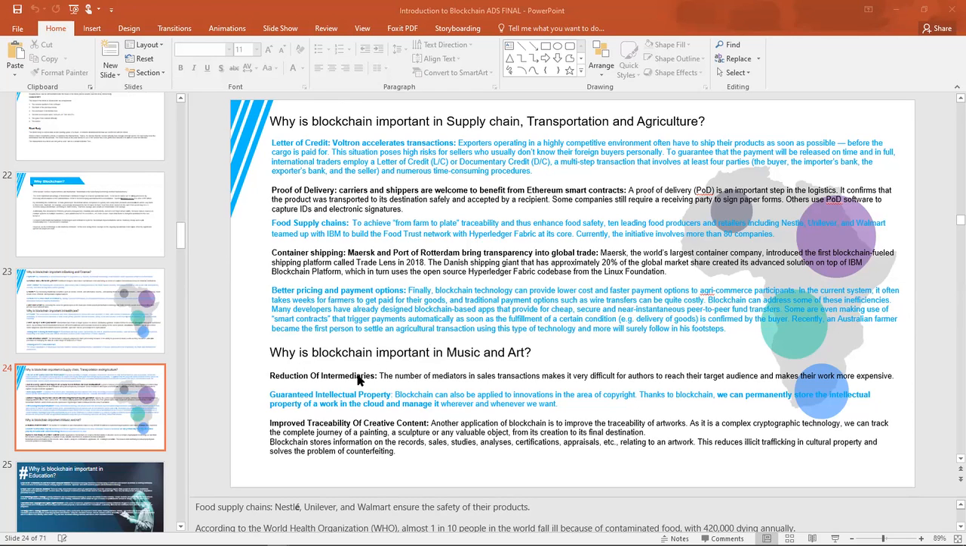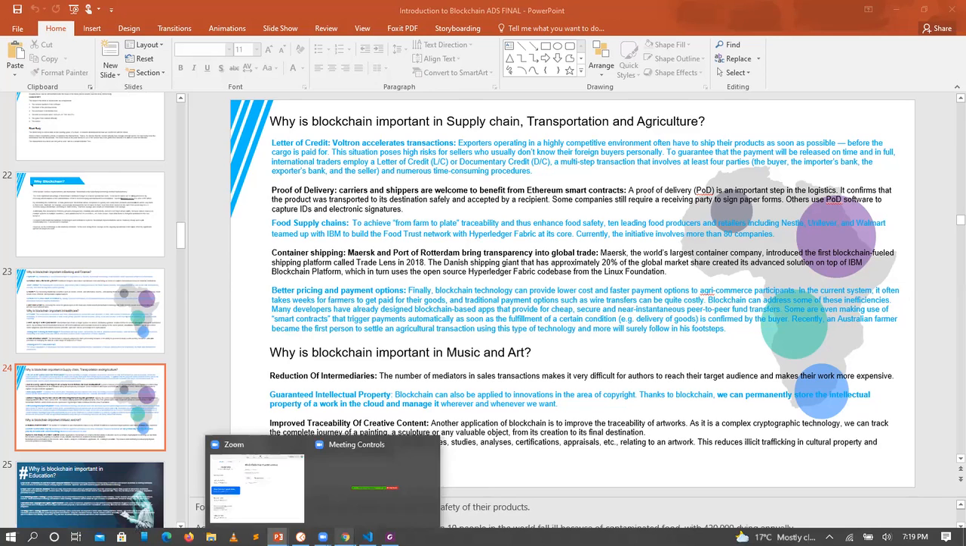Reduction of intermediaries. The number of middlemen in a sales transaction makes it very difficult for others to reach their target audience and makes their work more expensive. Then there is also guarantee of intellectual property.